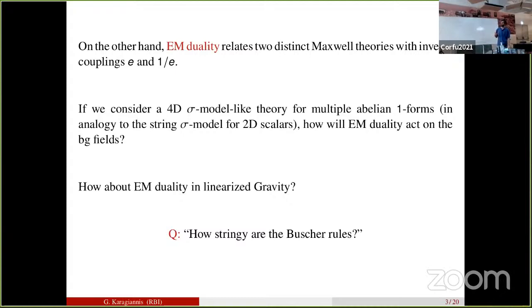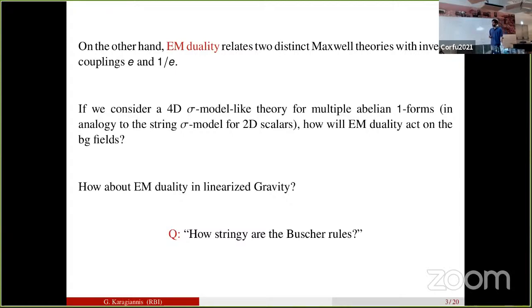And naturally, we had this question. So what if we consider a four-dimensional sigma-model-like theory for multiple abelian one-forms, just to somehow mimic the procedure of constructing the string sigma model for the scalars? Then how will electromagnetic duality act on the background fields? And to take it a step further, one can even ask such a question about linearized gravity, because we know that electromagnetic duality exists also in linearized gravity. And more generally, the main question we were motivated by was how stringy are the Buscher rules.